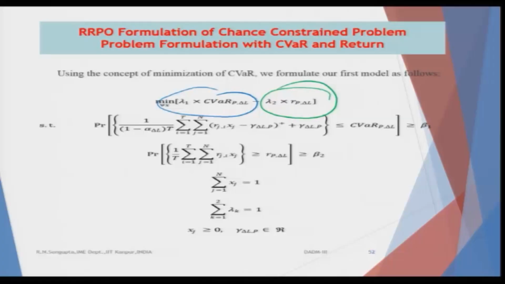And in the second constraint, you have basically the probability that the return of the portfolio is greater than the return which is stipulated, R_P del L, corresponding to the loss distribution, and that the level of confidence is basically beta 2, depending on how reliable the results are. And obviously, the sum of the weights of the portfolio of the scripts should be 1, and the sum of the convex combination of the weights, lambda 1 and lambda 2, obviously should be 1.